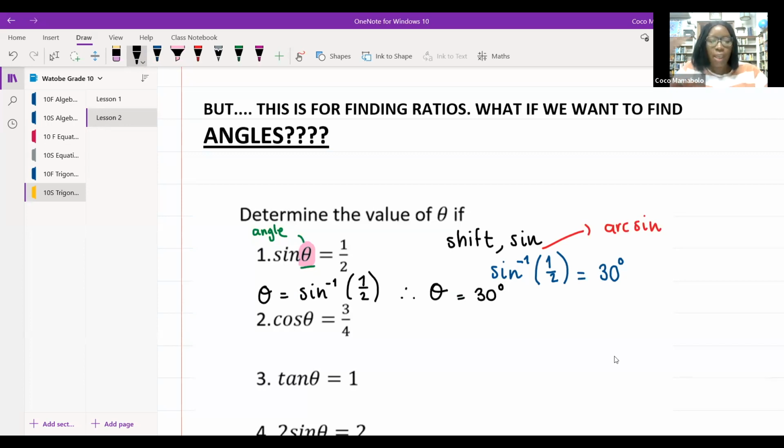And Kate, you see me and your teacher, same WhatsApp group. See that? Yeah. All right, Akhumile, I'm going to take your question. While I do that, I want everybody to try the second one. Cos of theta is equal to 3/4.